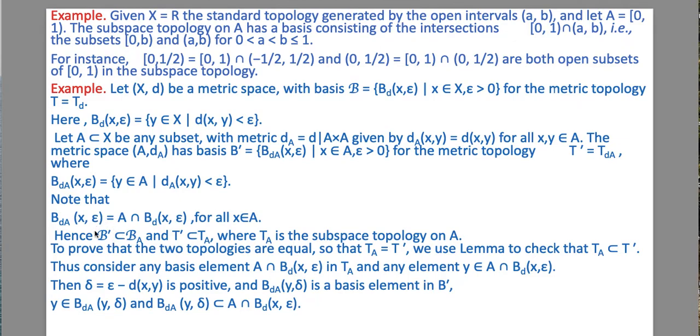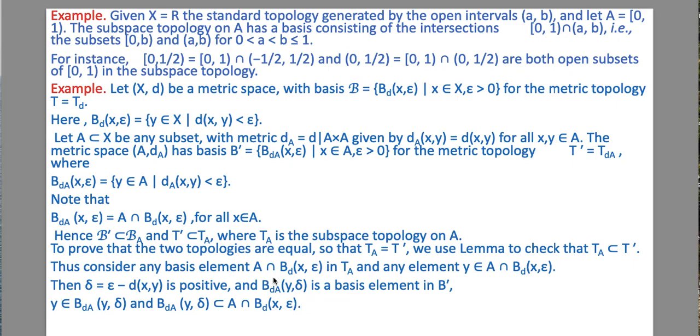It means B dash is a subset of BA and T dash is a subset of TA, where TA is the subspace topology on X. To prove that the two topologies are equal, so that TA equals T dash, we use the lemma to check TA is a subset of T dash.